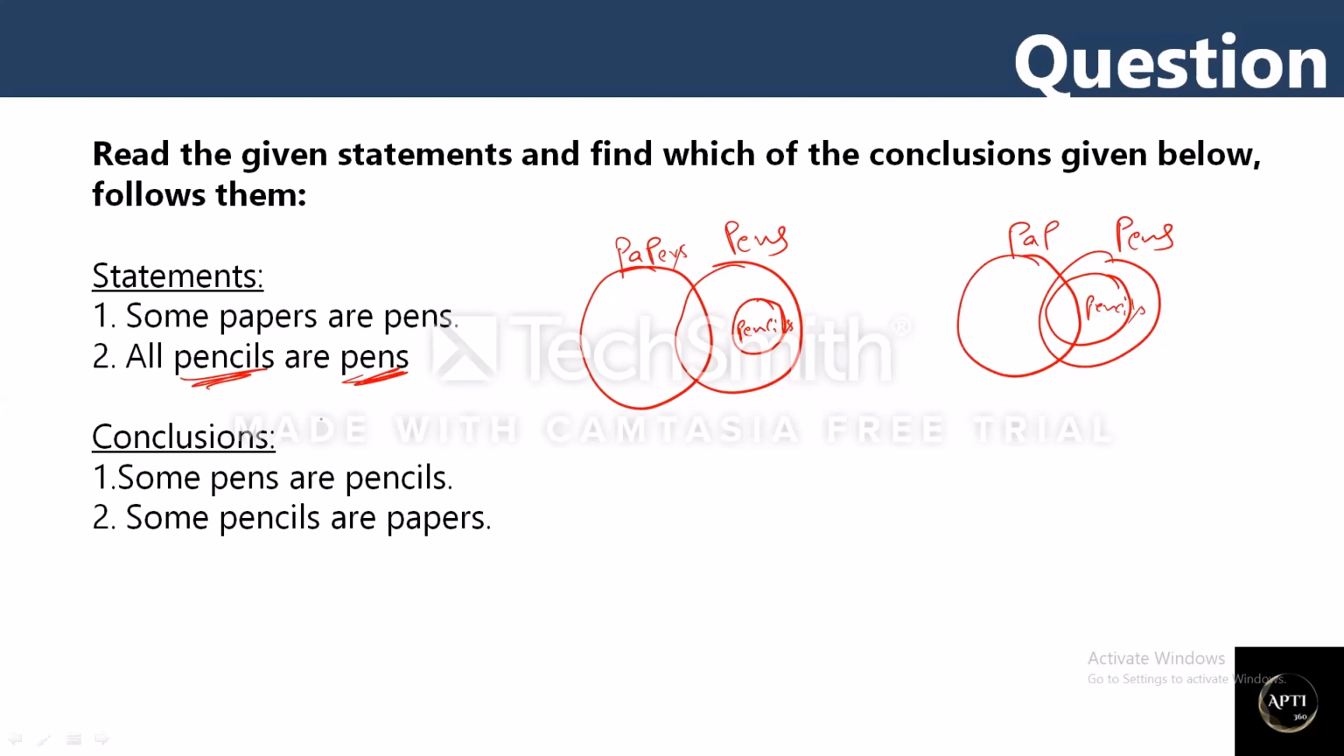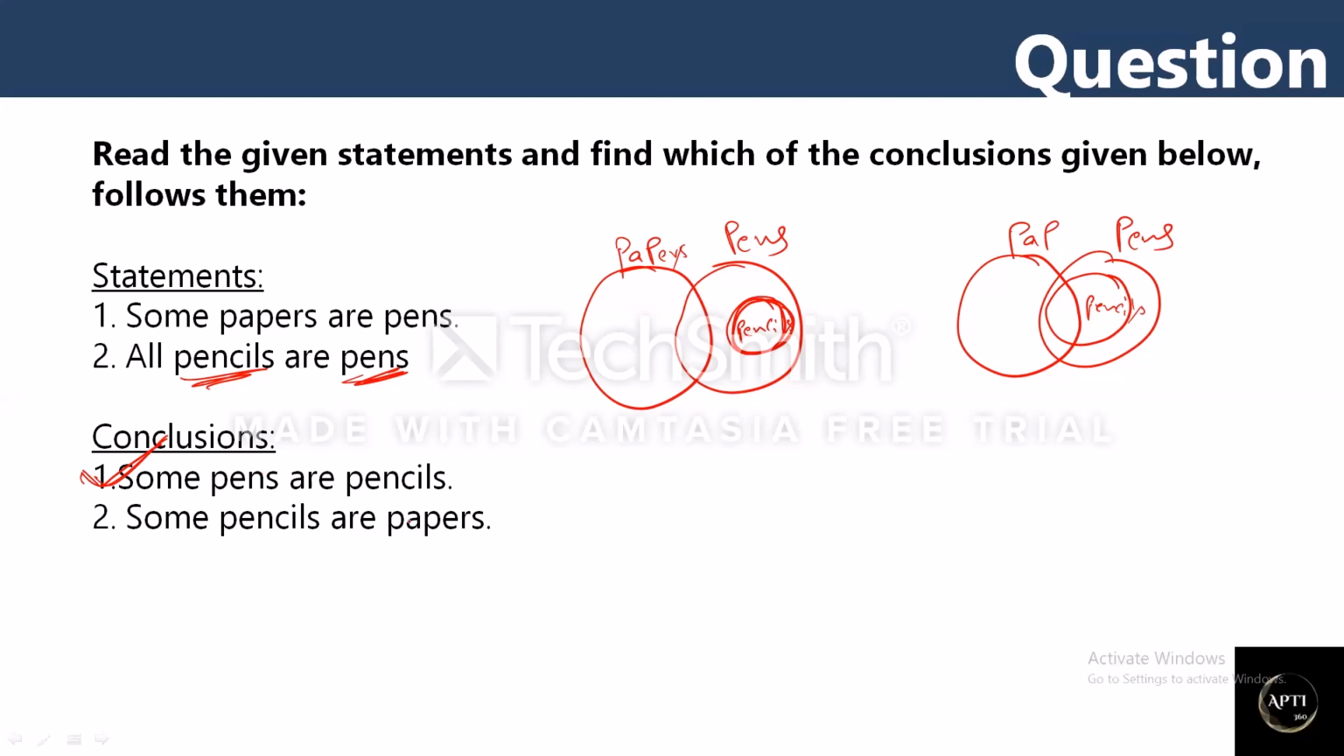Now we'll go with conclusion one. Some pens are pencils. Can I say some pens are pencils? Here some part of pens is occupied by pencils, of course. Now in the second diagram also, some part of pens is occupied by pencils. So the first conclusion is also correct, with both the possibilities.